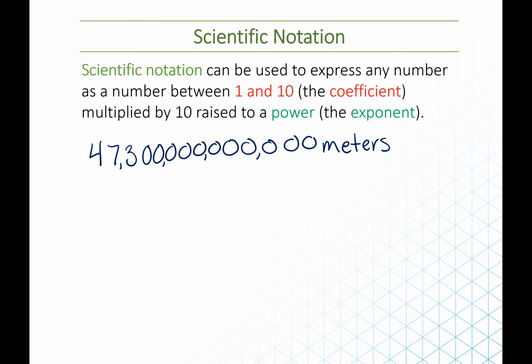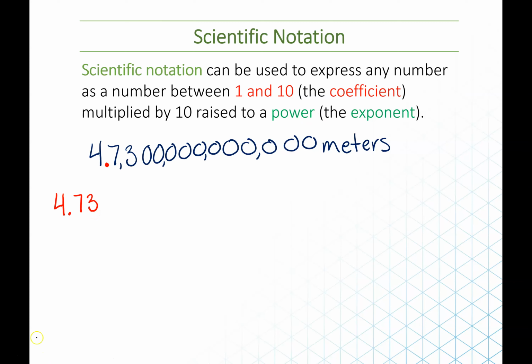What we're going to do is express the number as a coefficient, a number between 1 and 10. In order to do that, we are going to place the decimal wherever we can to create a number between 1 and 10. This number right now is not between 1 and 10, but if we put the decimal right here between the 4 and the 7, we create a number that is 4.73. All of these zeros can be left off because they're not significant zeros. Remember we talked about sig figs? So we've created a number between 1 and 10, which is 4.73.